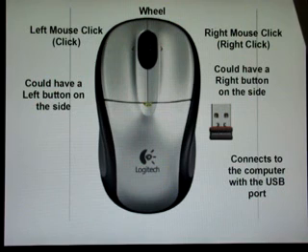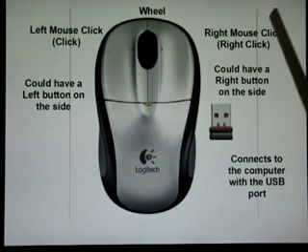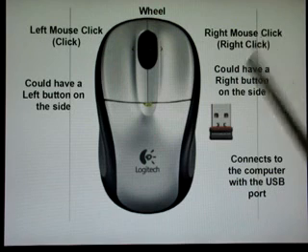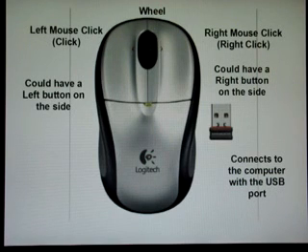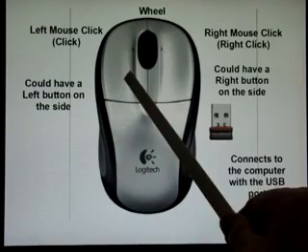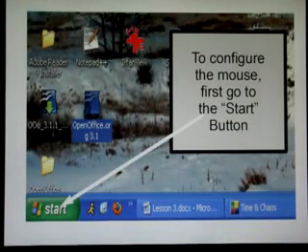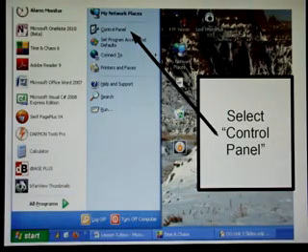When configured for a left-handed person, a regular click would be on the right side, I'm sorry, on the left side. And when I say right-click something, it'll be on the left. So this is how it's done. We go to the Start menu, bring up the Start menu, and go to the Control Panel.